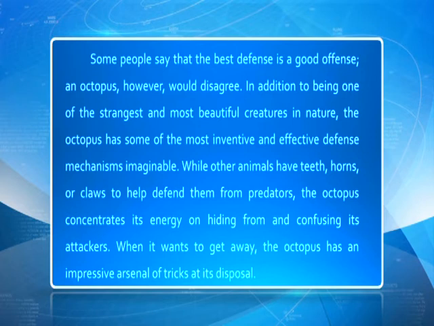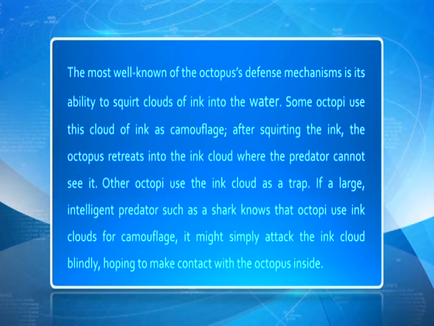When it wants to get away, the octopus has an impressive arsenal of tricks at its disposal. The most well-known of the octopus's defense mechanisms is its ability to squirt clouds of ink into the water. Some octopi use this cloud of ink as camouflage. After squirting the ink, the octopus retreats into the ink cloud where the predator cannot see it. Other octopi use the ink cloud as a trap.